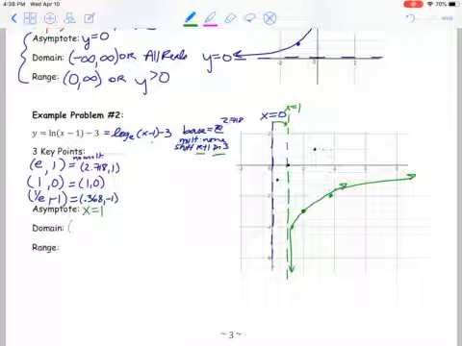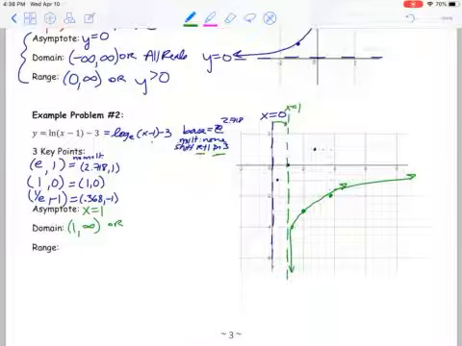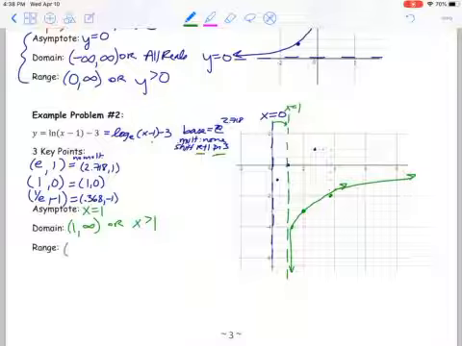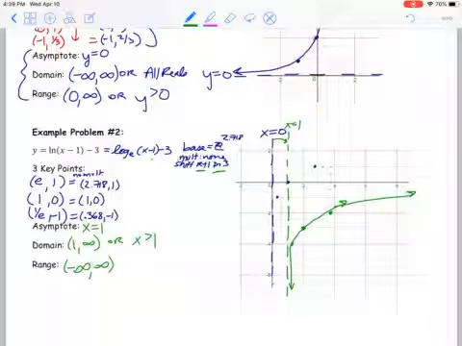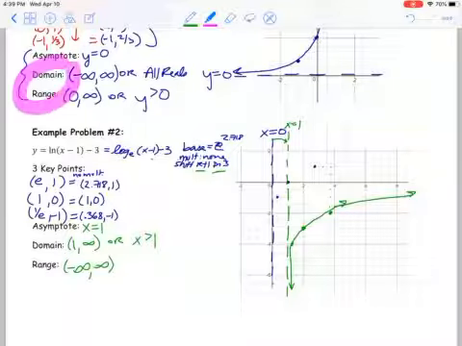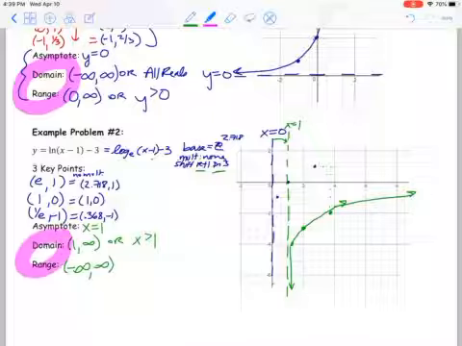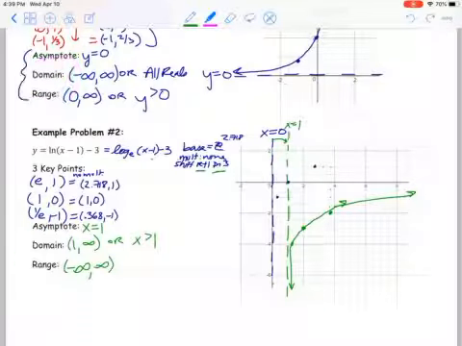Our domain for these actually starts at our asymptote. So here it's 1, because remember the asymptote moved. You can also write x is greater than 1. And then our range goes on forever. So if you notice here, domain and range here, and domain and range here are opposites for which one gets the infinities. And that's it.